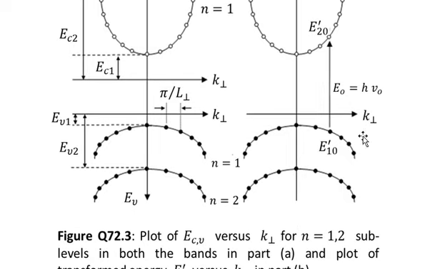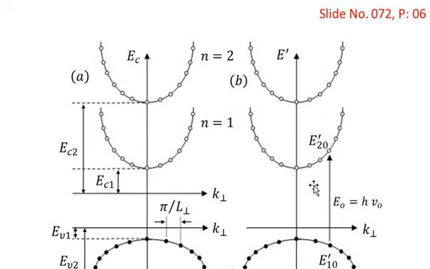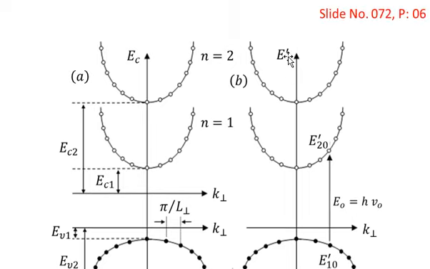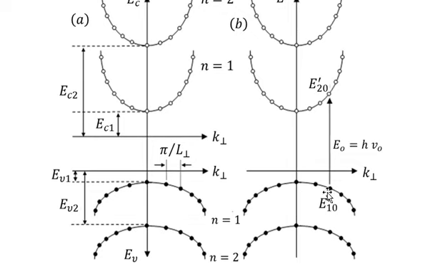diagram. In the diagram on the right hand side, we have the two parabolas again, corresponding to n is equal to 1 and n is equal to 2 in the valence band, and similarly two parabolas facing upward for n is equal to 1 and n is equal to 2 in the conduction band. And now we have energies E prime. So E prime is the energy which is positive along the positive direction. So you see that we have shown here two states represented by E prime 1 0 in the valence band and E prime 2 0 in the conduction band.